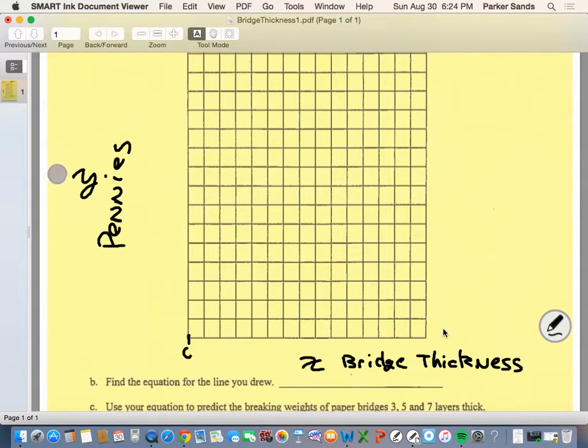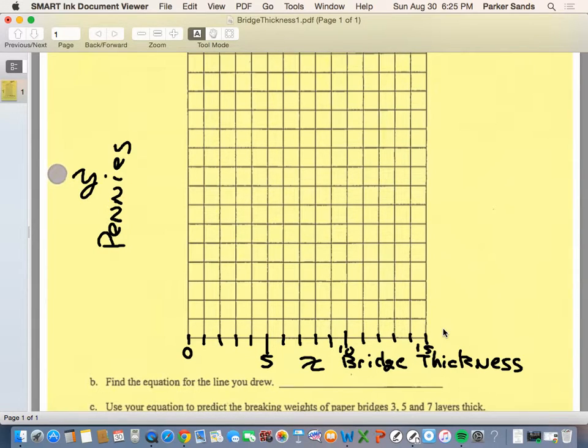Remember, our first one is always going to be 0. So 1, 2, 3, 4, big one at 5, 6, 7, 8, 9, big one at 10, 11, 12, 13, 14, big one at 15.